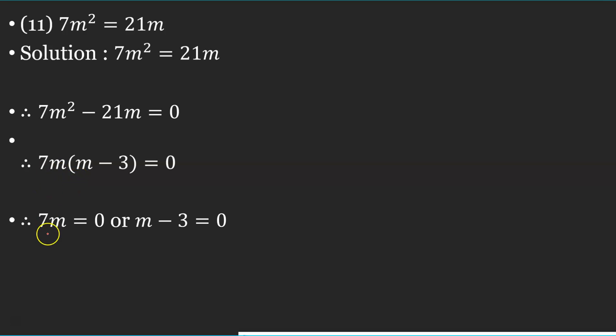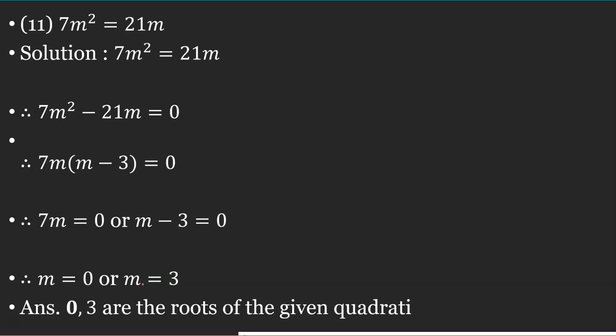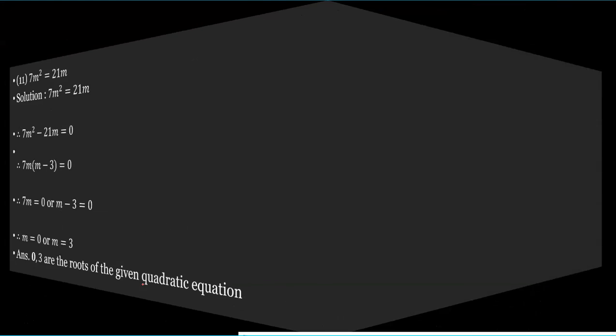Okay. Now the next is 7m square minus 21m. Now there is no constant term here, and expressions of this type are easier. What can we take common here? Here there is 7, and 21 means 7 into 3, so 7m is common, and in bracket m minus 3, that's equal to 0. So 7m is equal to 0, or m minus 3 is equal to 0, and here m is equal to 0, or m is equal to 3. Therefore m equal to 0 and m equal to 3 are the roots of the given quadratic equation.